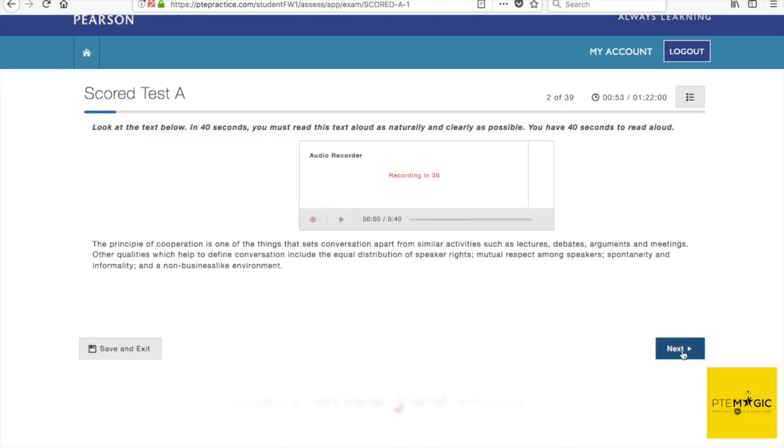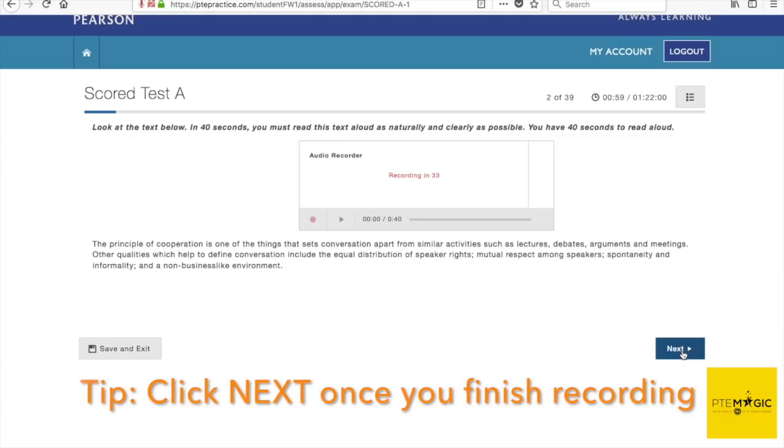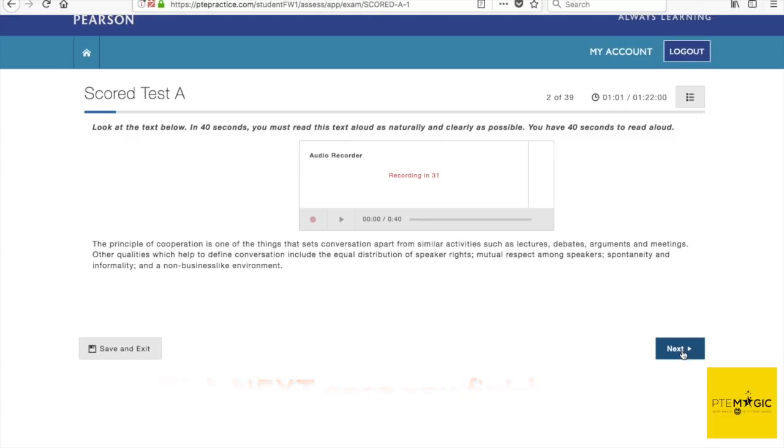So you click next straight away once you finish recording, because you don't want the microphone to catch any unnecessary noises from the background or from another person next to you.